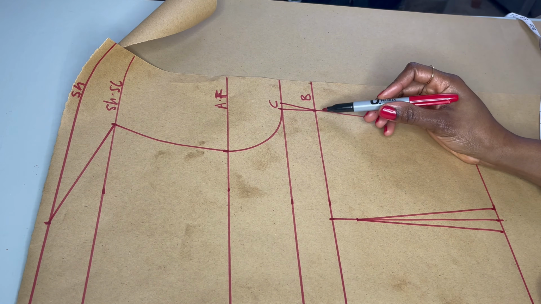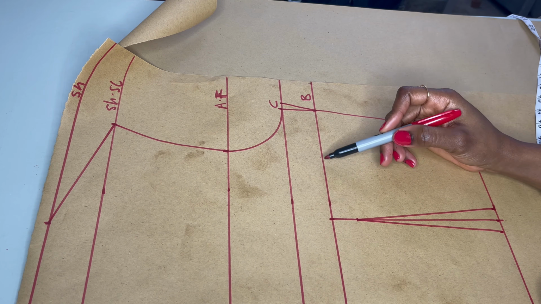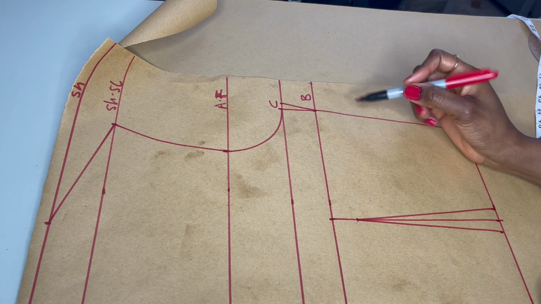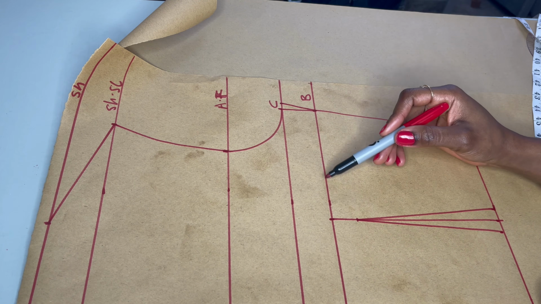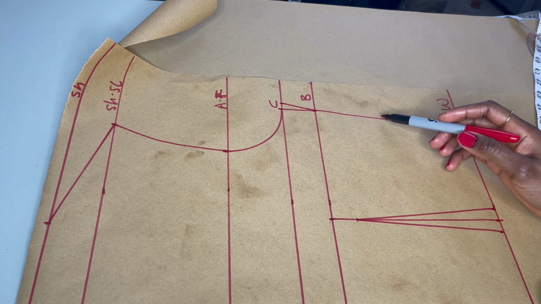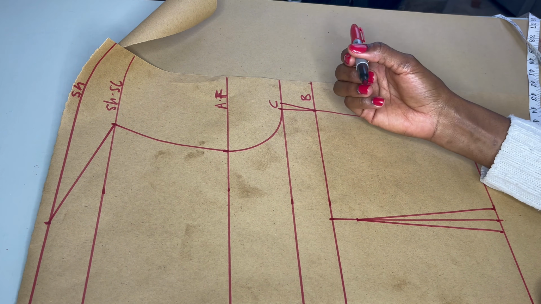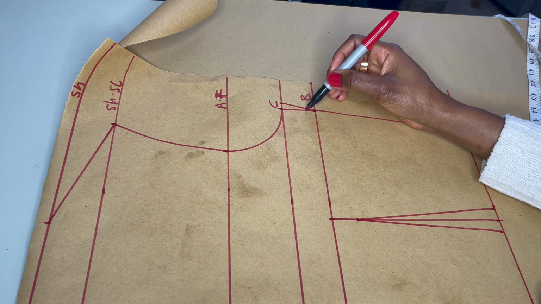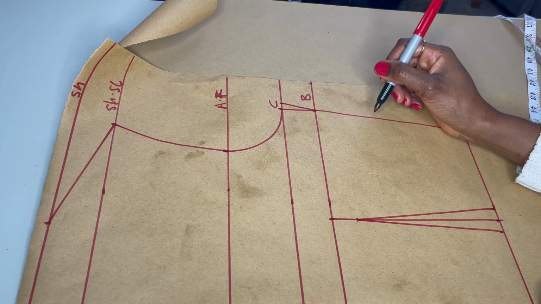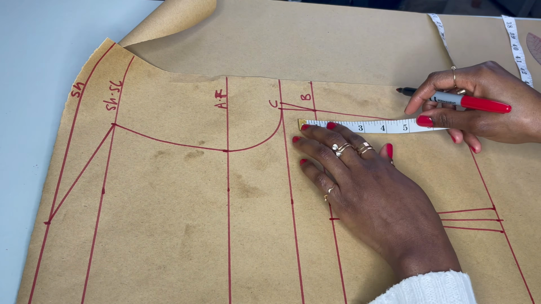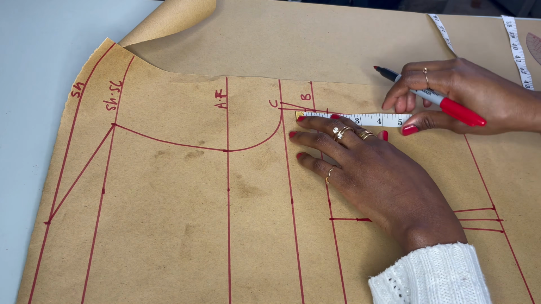And for the darts, there are 2 types. You can either have the English dart or the French dart. The English dart is a dart that comes on the bust line, while the French dart comes from the under bust line. So I'm going to use this marker to show you how to put an English dart, and I'll use a pen to show you how to put a French dart. So for an English dart, all you need to do is to mark 1/2 inch above and below your bust line.